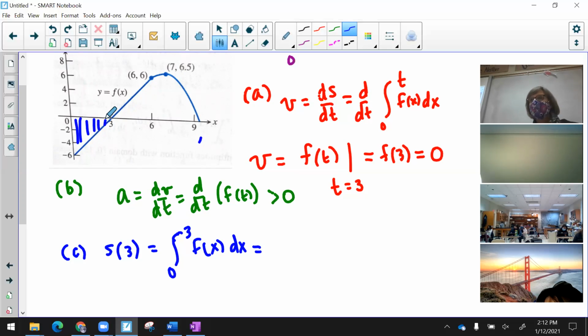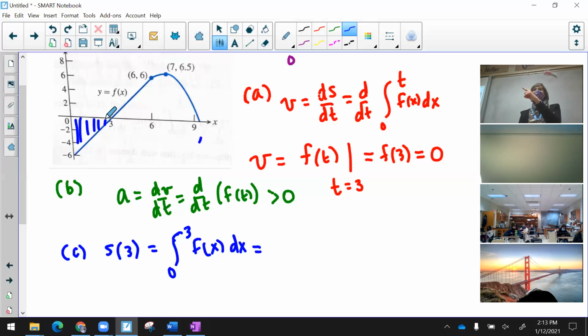Somebody other than Dagny. She won't be sitting next to you in the AP exam. How else do we do it? The antiderivative, okay? What does f look like from 0 to 3? What shape is it? It's what? Triangle. That's the area under the curve.